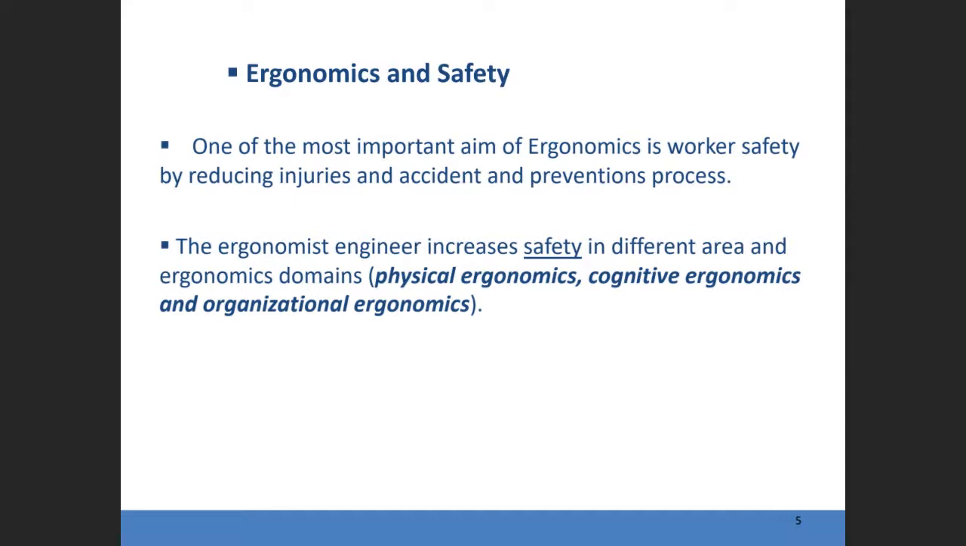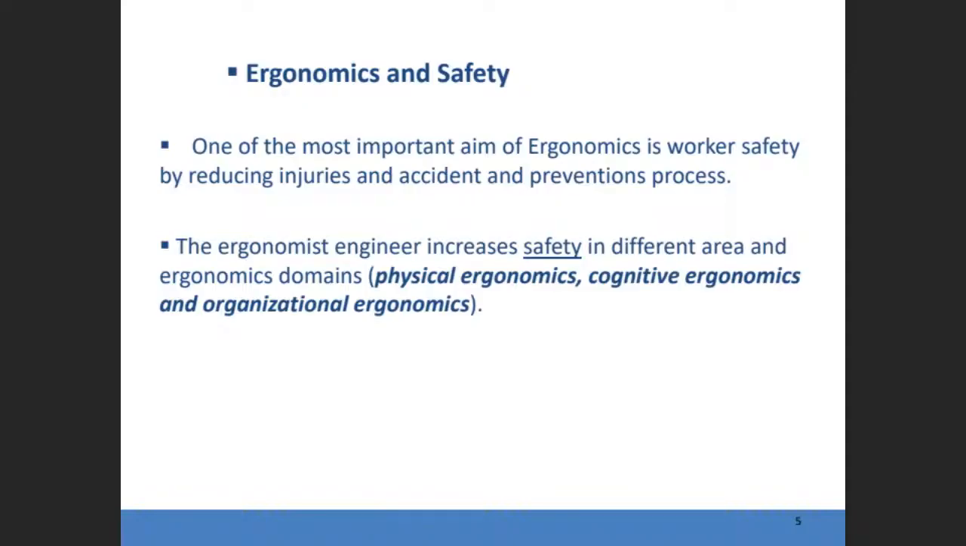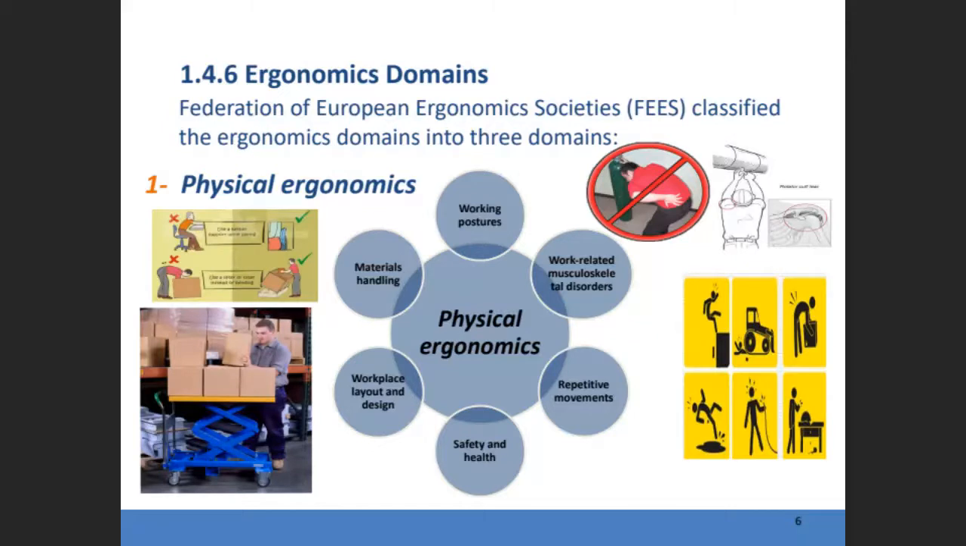So the ergonomist engineer increases the safety and reduces injuries. Definitely, when I increase the safety, I'm reducing the injuries and accidents, preventing them from happening. This is the meaning of increasing the safety, obviously. So when you do all that, you are going to do it within the context of the ergonomic domains: physical ergonomics, cognitive, and organizational. We will talk about them one by one. Let's start with physical ergonomics, the first domain of ergonomics.